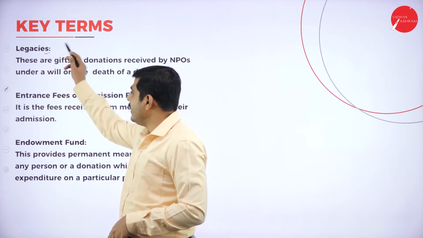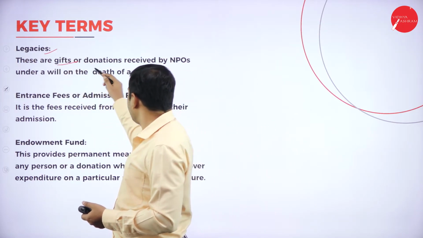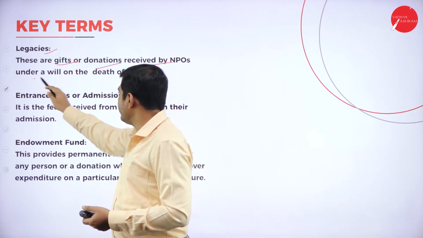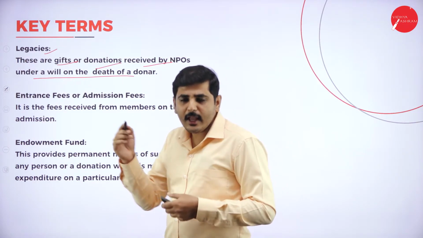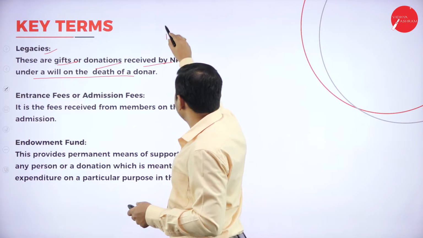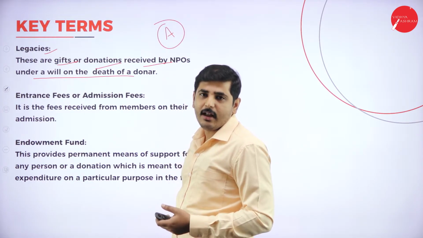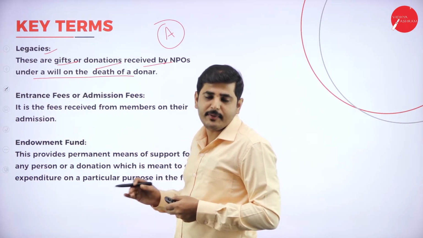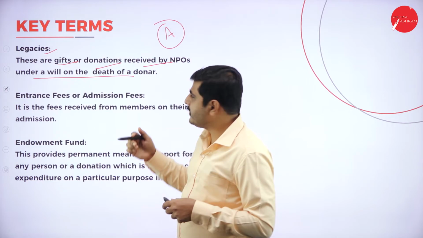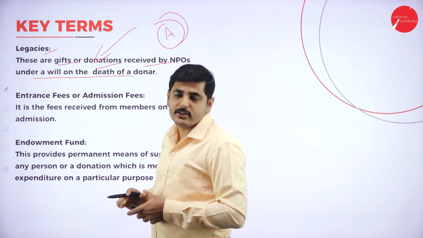Next one, legacies. Legacies means any gift or donation received by the NPO under a will on the death of the donor. For example, Mr. A will say to a trust, he will contribute an amount to the NPO. He will tell that after my death, whatever assets there are should go to this trust. So they write a will, and after their death, whatever the assets are come to the non-trading concern. That is called legacies.